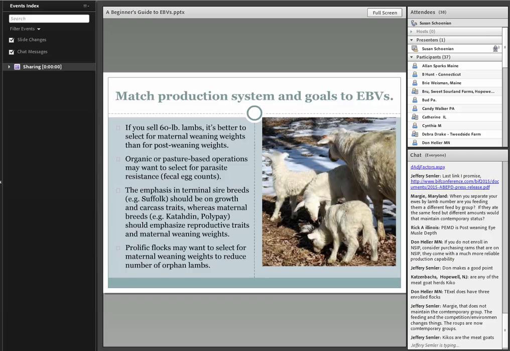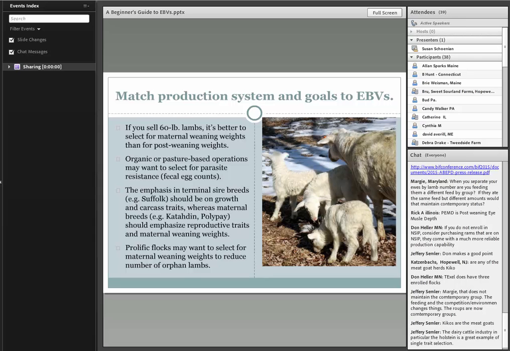It's very important to match the production system and goals to EBVs. For example, if I sell 60-pound lambs, it's far more important for me to select for maternal weaning weight than for post-weaning weight. I'm not going to have them post-weaning. So I'm going to get my weight from the dam and from her milk production, and so I'm going to put the emphasis on maternal weaning weights. If I'm organic or pasture-based, parasite resistance is going to be very important, and I'm probably going to put some emphasis on that. If I'm feeding my lambs out in a feedlot, parasite resistance is just not very important.